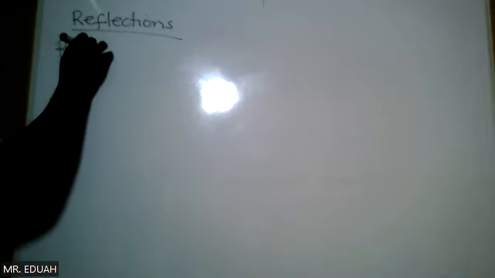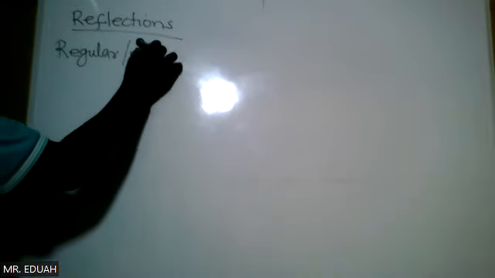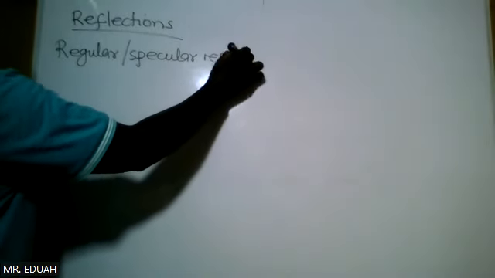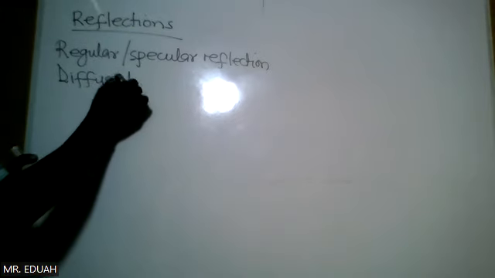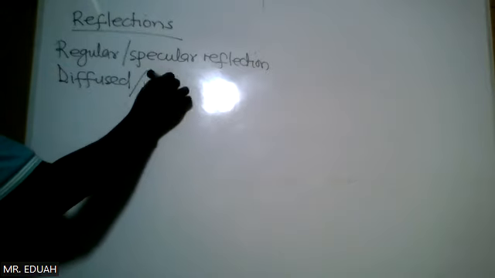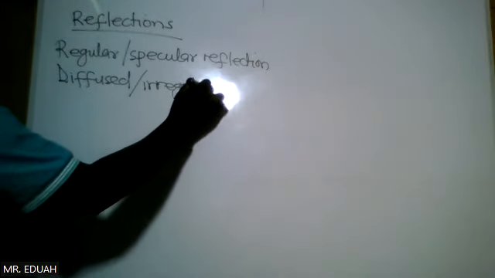Okay, so let's continue from where we ended in our optics, geometric optics or light. We go to reflection, and we saw that under reflection, we have two main types of reflection: regular or specular reflection, and we also have diffused or irregular reflection.